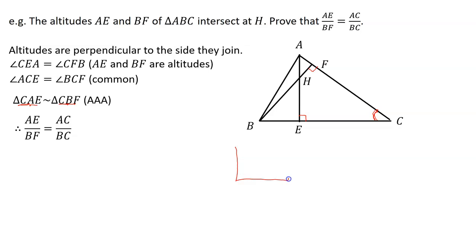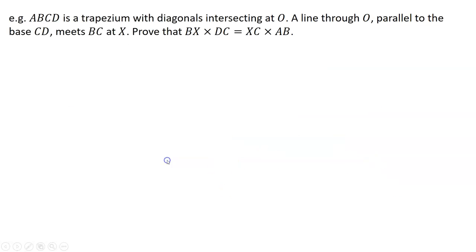What would be even better, which I haven't done, is if you just redraw the triangles in the same orientation, then it's really easy to see that this side corresponds to this side. So I can do AE divided by BF, and this side corresponds to this side, so AC divided by BC. And that's what I was asked to prove. Okay, second example. I'll give you a moment to read it.